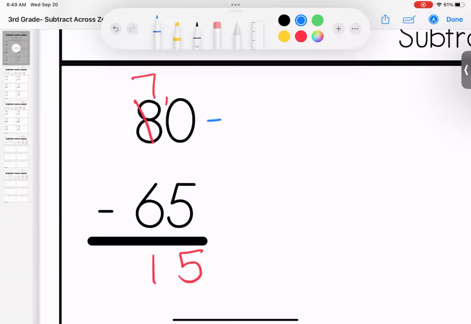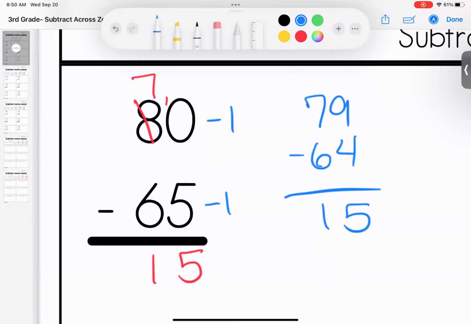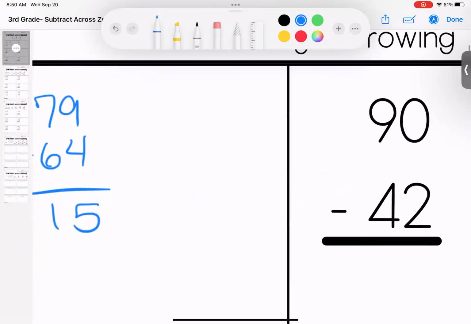If I rewrite this using the distance dance and I take 1 away from each of these numbers, I now have 79 minus 64. 9 minus 4 is 5. 7 minus 6 is 1 without any traditional borrowing.